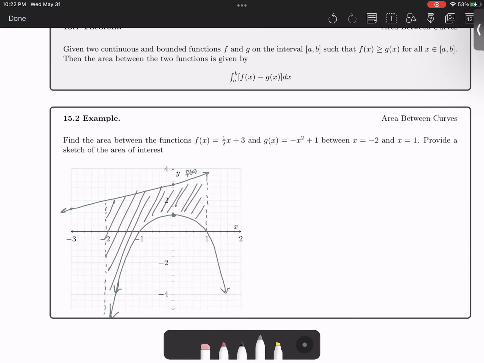And I can find that area by integrating the difference of these two functions. So I want to integrate as x travels from -2 all the way to 1 of which is the top function. That's f of x. And then the bottom function here is g of x. Right, so f of x minus g of x gives me this distance, right? The distance between these two functions. So the idea here is we take this difference and then we integrate it, or we add all of these distances up, and that gives us an area.